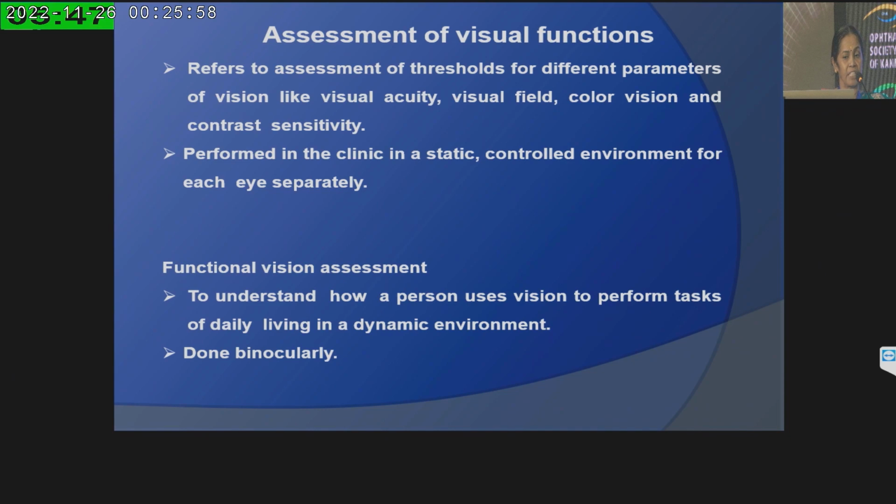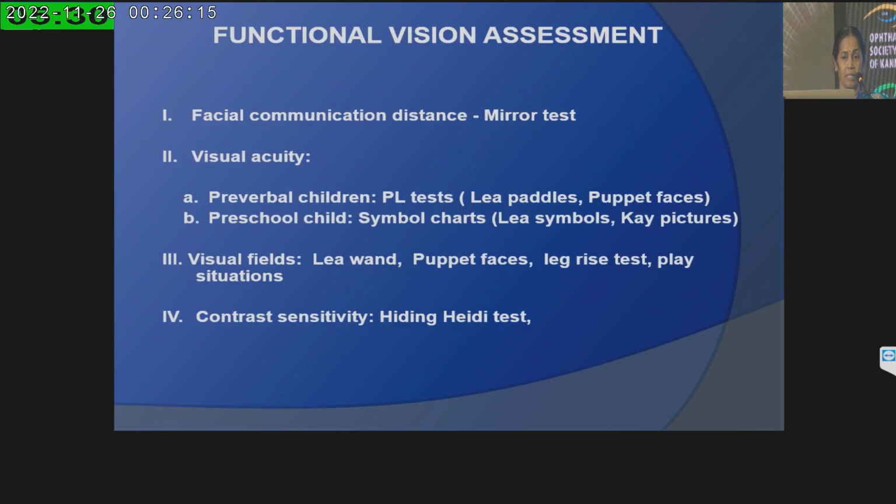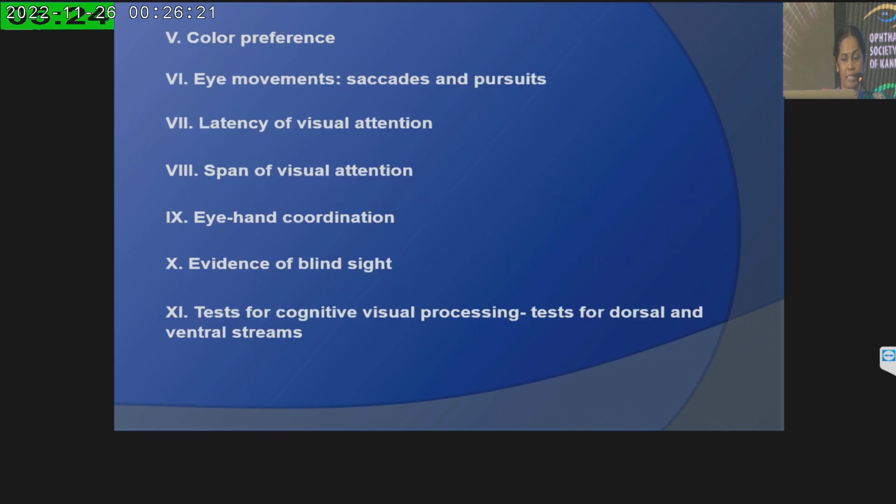Then functional vision assessment. In functional vision assessment, we do it binocularly to understand how a person uses vision to perform daily tasks of living. That's a dynamic procedure. Then this is facial communication. I'll come one by one.